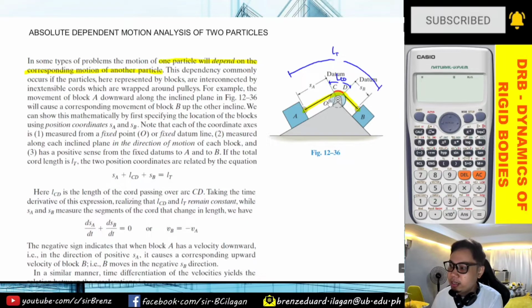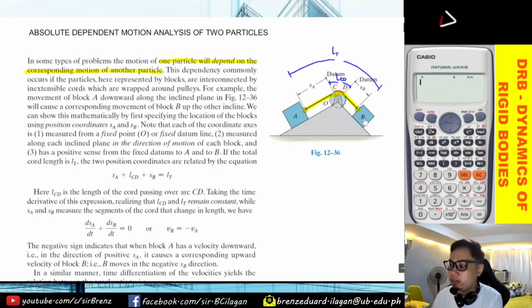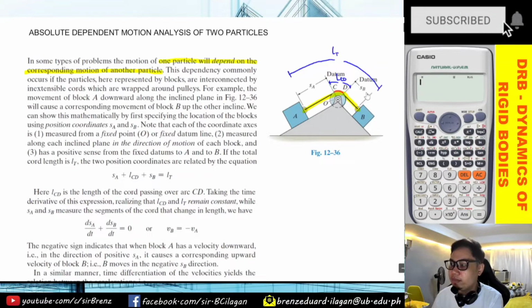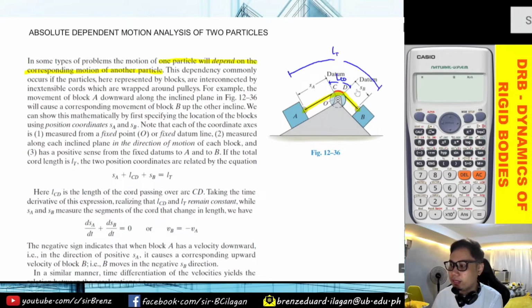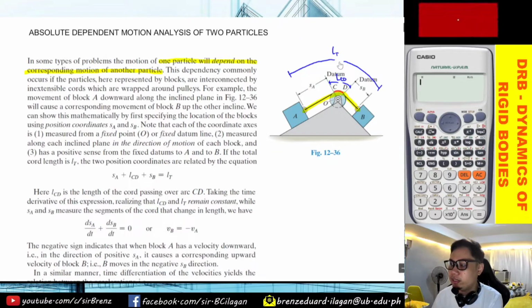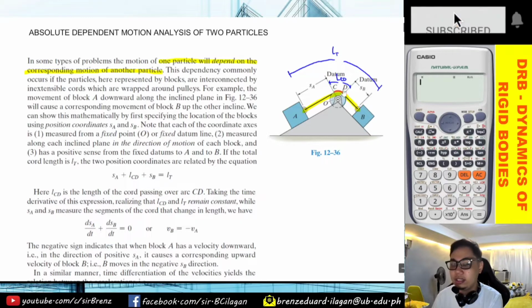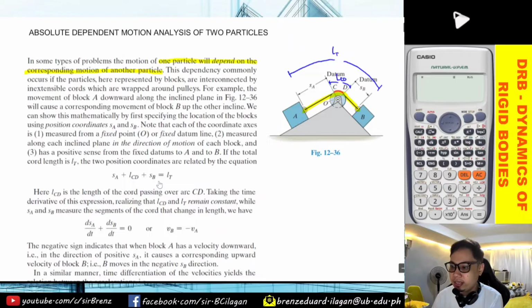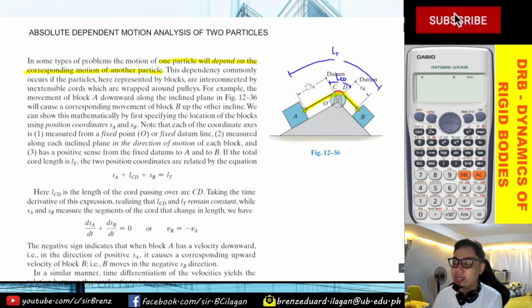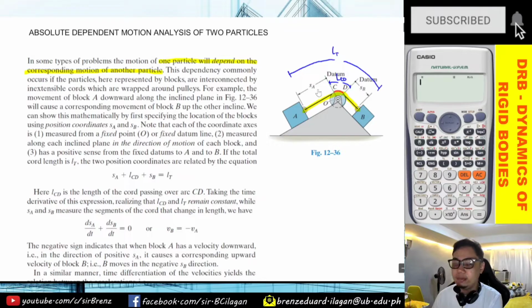So, for example, a movement ng block natin is etong block B mo is bababa and yung block A mo is tataas. Therefore, yung S sub B mo ang lalaki yung value and yung S sub A natin ang liliit yung value. So, ito yung may changes in value, but yung total length ng cable or ng cord tsaka yung L sub CD is constant. Okay? So, if you're going to write that in the equation, S sub A plus L sub CD plus S sub B is equals lang doon sa L sub T or yung total length ng ating cord, which is correct naman, di ba?